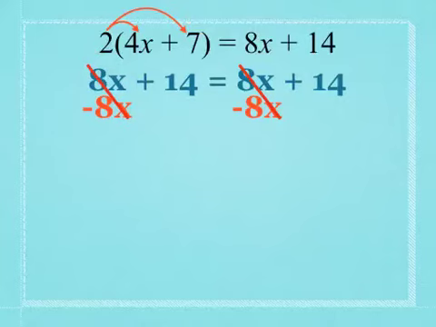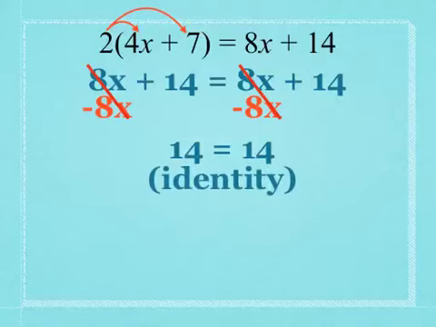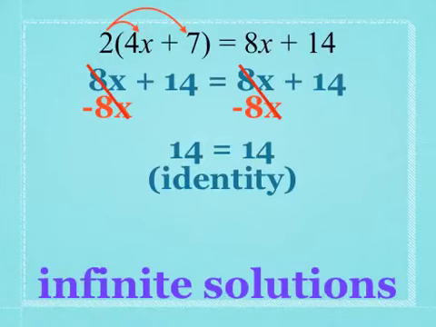What I'm left with is 14 equals 14. This statement will always be true. It's an identity. When I'm left with an identity, when I'm solving equations, my answer is that I have infinite solutions. No matter what number I plug in for x, this equation will always be true.